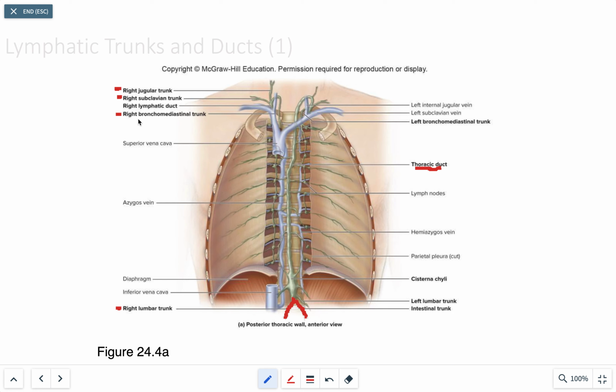So we can see here the bronchomediastinal, the subclavian, and jugular are eventually going to drop into the right lymphatic duct, and the lumbar trunks and the intestinal trunks are all going to drop into the thoracic duct.